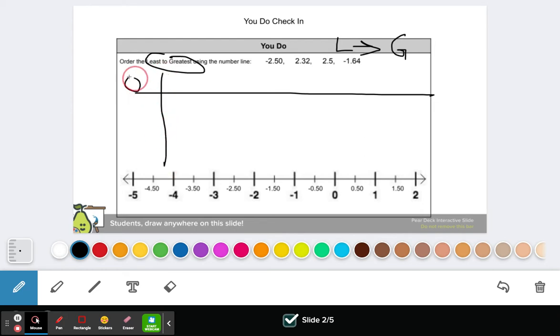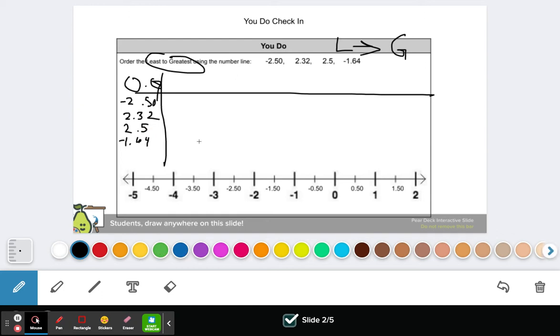So we're going to have our OG numbers, which is our original, okay? I'm going to have, just like how they give it to us, I'm not going to do any particular order, negative 2.50 hundredths. Then I'm going to have 2.32 hundredths. Then I'm going to have my 2.5. Then I'm going to have my negative 1.64, okay?